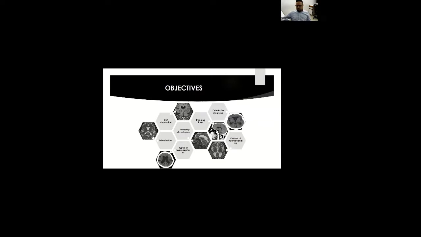We'll start with the objectives. So we'll start with the introduction, followed by anatomy of the ventricles. We'll talk about the CSF dynamic flow, the imaging tools which are used for diagnosing hydrocephalus, what's the criteria of diagnosis, then causes and types of hydrocephalus.